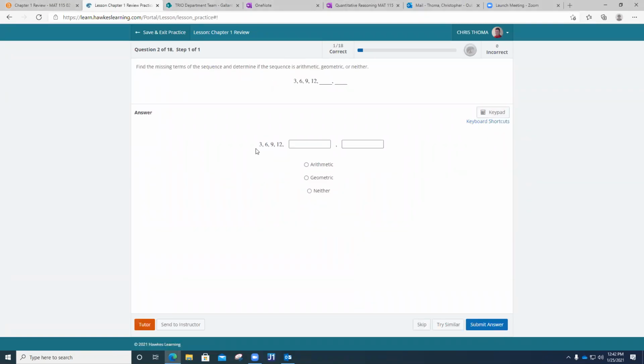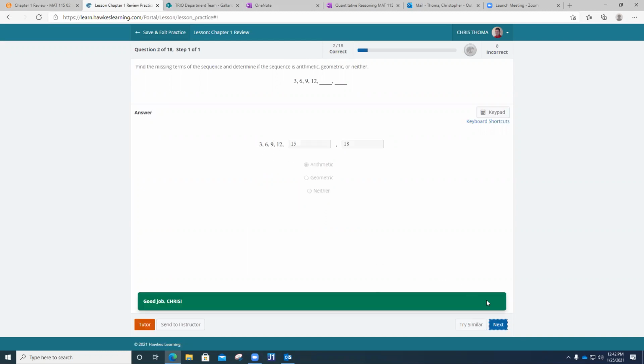So here's another one. 3, 6, 9, 12, 15, and 18. I am adding 3 each time. So that is an arithmetic sequence.